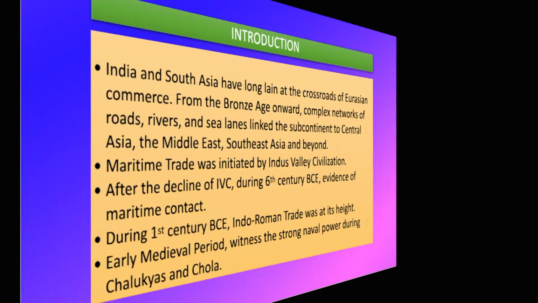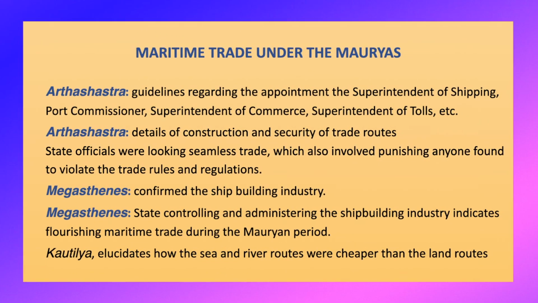The maritime trade under the Mauryas is very well documented in the Arthashastra by Kautilya, which gives guidelines regarding the appointment of the superintendent of shipping, port commissioner, superintendent of commerce, superintendent of tolls, etc. The Arthashastra also details construction and security of trade routes, and state officials who had to look after the seamless trade, which also involved punishing anyone found to violate the trade rules and regulations. Megasthenes confirmed the shipbuilding industry which was present, as well as the state controlling and administering it. Kautilya elucidates how the sea and the river routes were cheaper than the land routes.